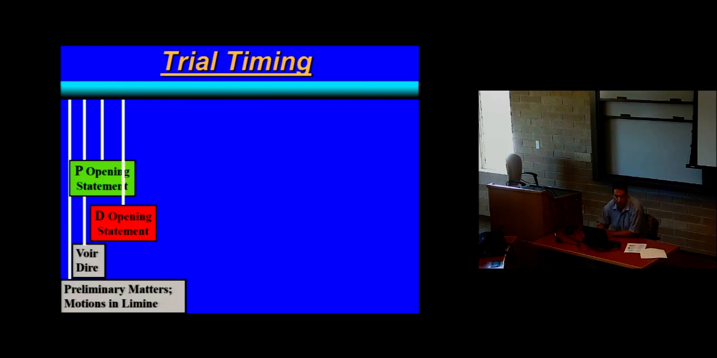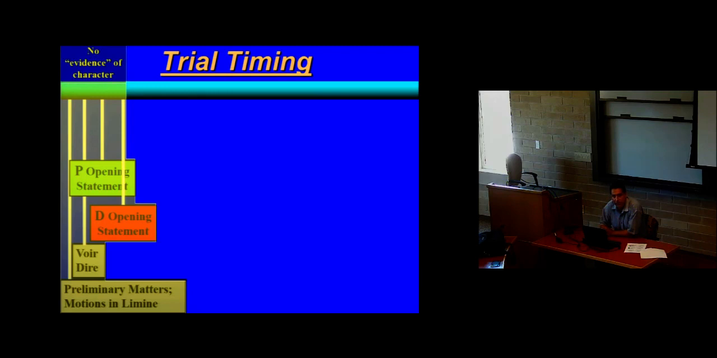And then we are ready for the presentation of evidence, where the plaintiff or prosecution will put on their case in chief. This preliminary stuff, the opening statements, voir dire, selecting the jury, the preliminary matters, the motions in limine, all of that is not considered evidence. There's no evidence, and in particular, there's no evidence of character. So the defendant doesn't open the door, even if the defendant talks about the defendant's good character in an opening statement, because technically it's not evidence of character. And to open the door, there has to be evidence of character.